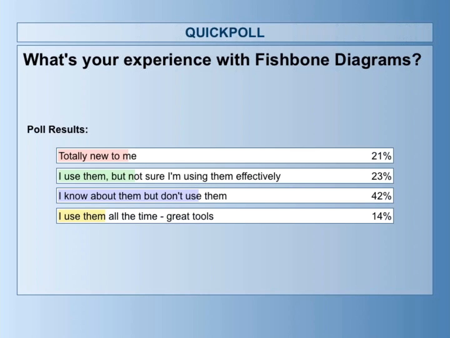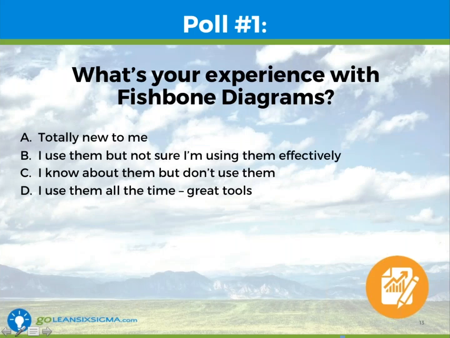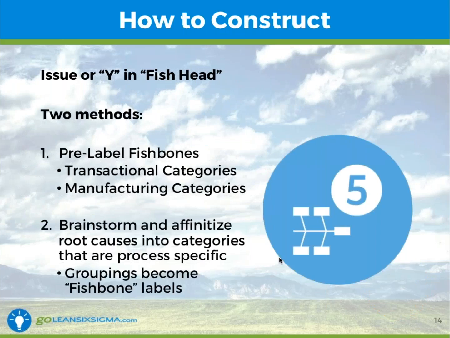So let's come back and move on and give people some ideas. First question is how to construct them. The Y, the issue, is in the fish head, and as you say, Tracy, the head stinks. The fish head always stinks. It's true. And we've got two methods. One, pre-label. You've got some standard transactional categories. You have some standard manufacturing.